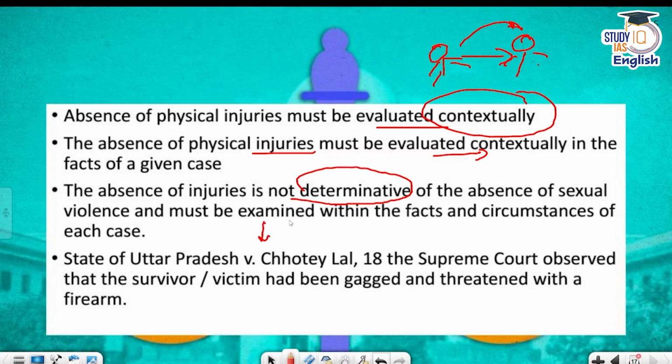State of Uttar Pradesh versus Chotilal is an important case in this regard, where the Supreme Court observed that the survivor victim had been gagged and threatened with a firearm to maintain relations. So, isn't that sexual violence? It cannot be determined just by the kind of injuries she has sustained. It's a step in the right direction.